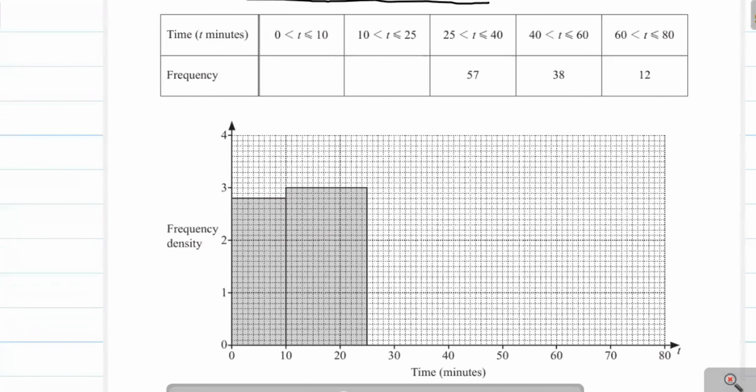Now you see here, frequency density is equal to frequency divided by class width. Therefore, frequency will be equal to frequency density multiplied by class width. Class width multiplied by frequency density gives the frequency. Here the class width is 10, and here it is 5. The frequency density here is 2.8, therefore we multiply 10 by 2.8.